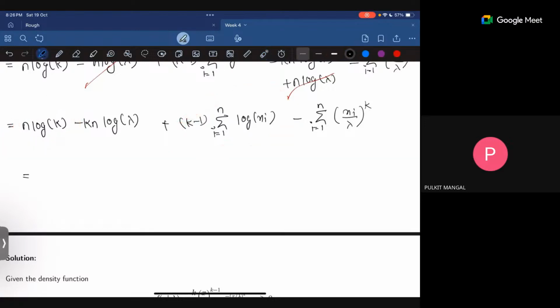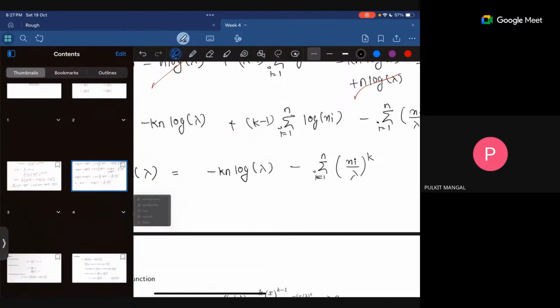Okay. So the terms that we will be left with in our final log likelihood are negative kn log of lambda and negative summation from i equal to 1 to n of xi by lambda power k. Okay. Is it clear till now? How we simplified it? If it is clear, the next step is just take the derivative and set it to 0.